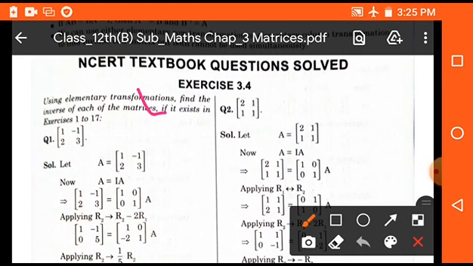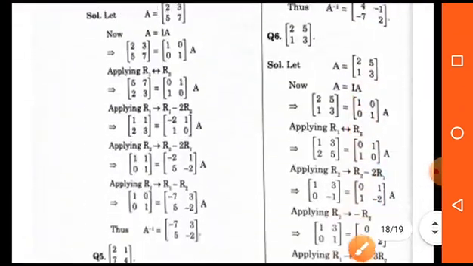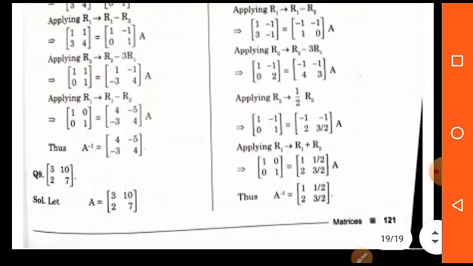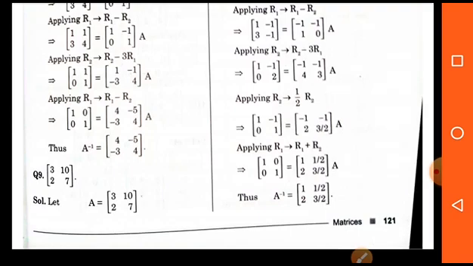So students, do exercise 3.4 on the basis of the above discussion, revise the whole chapter and do as many questions as possible. Okay students, thank you very much.